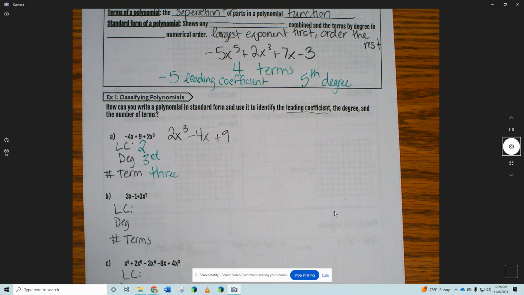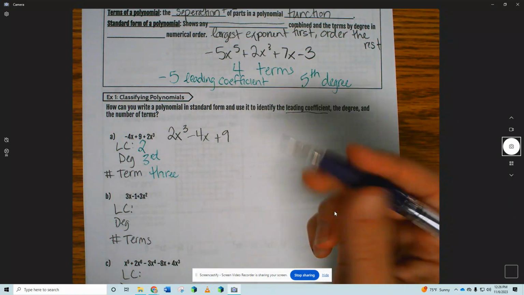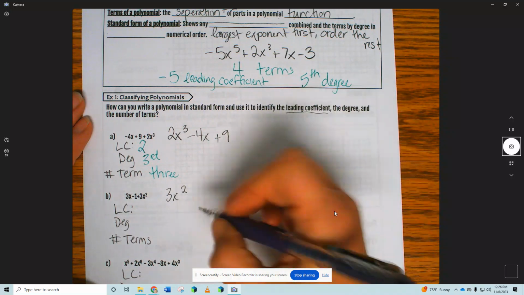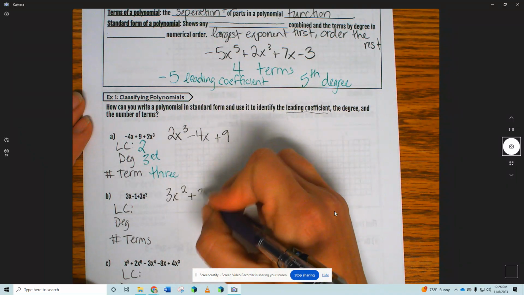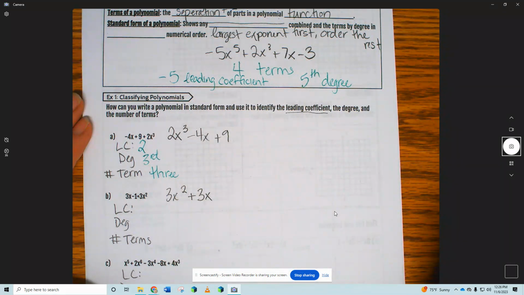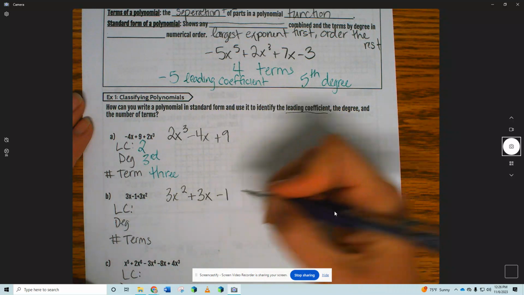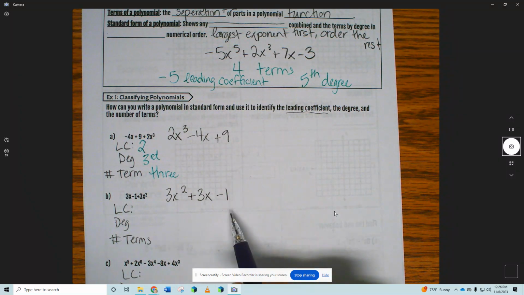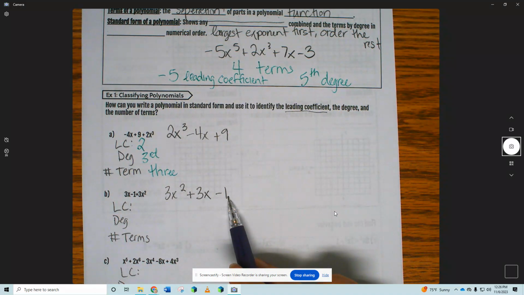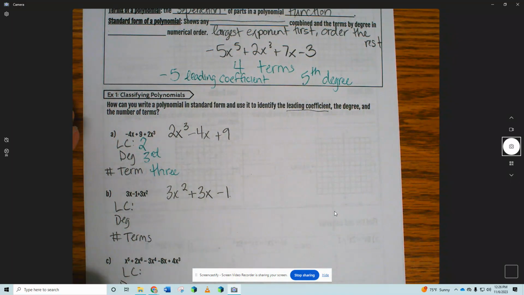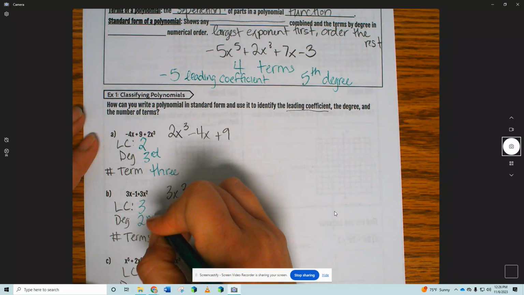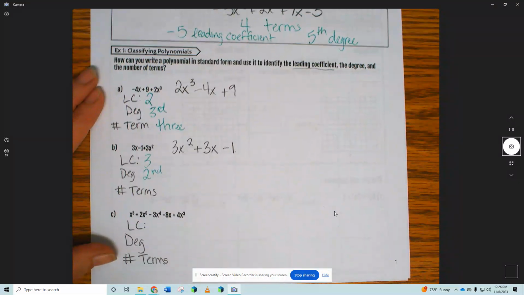Okay. Rewrite B. What's going to come first, people? You are so right. What comes after that? 3x. Good, and you'll just put a plus sign in between because it's a positive 3. And then my constant is the negative 1. The number all alone. Remember how we would call that the y-intercept? It's still the y-intercept. All right, leading coefficient, 3. Degree, second. Number of terms, 3 again.